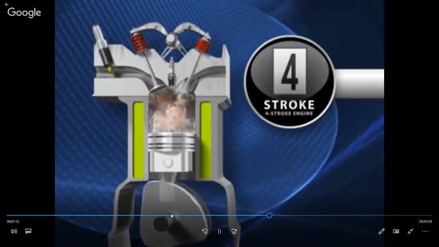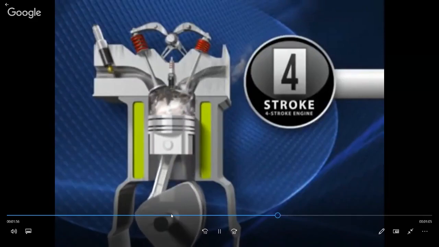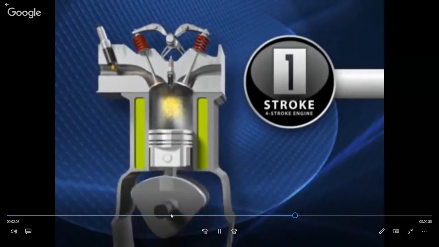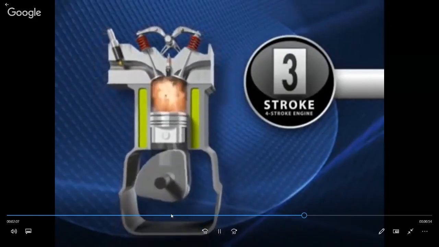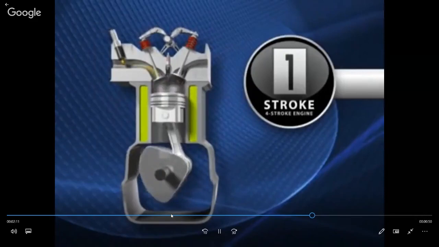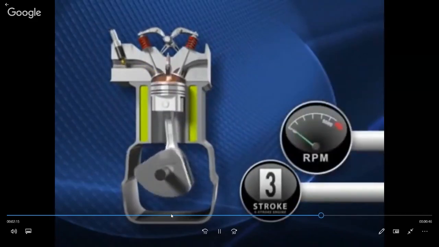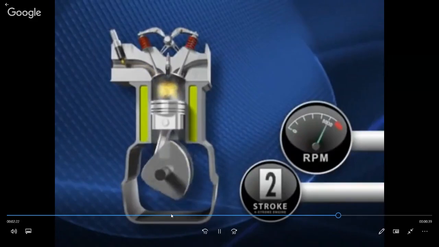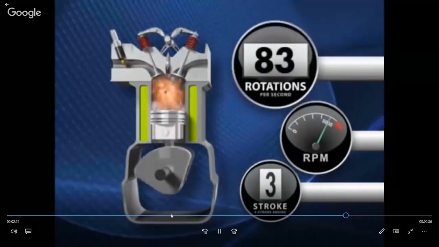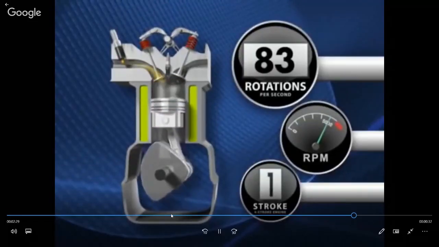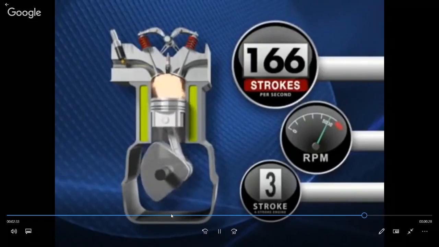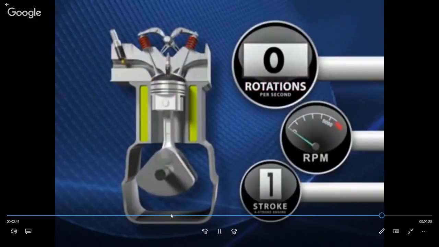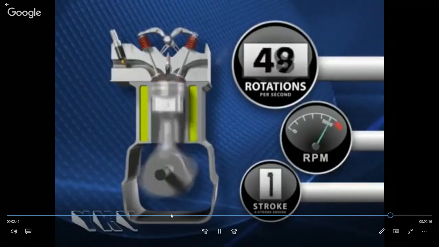Now the piston is moving upwards. The exhaust valve opens and the burnt gases go outside from the cylinder. See once again how it is operating: suction, compression, ignition, expansion, exhaust; suction, compression, ignition, expansion, exhaust. It is a four-stroke petrol engine. See the arrangement of the crankshaft, cylinder, etc.